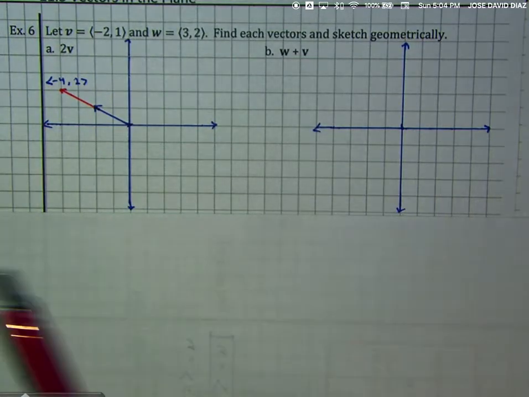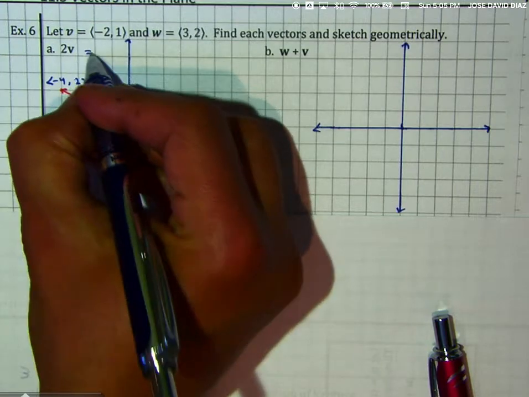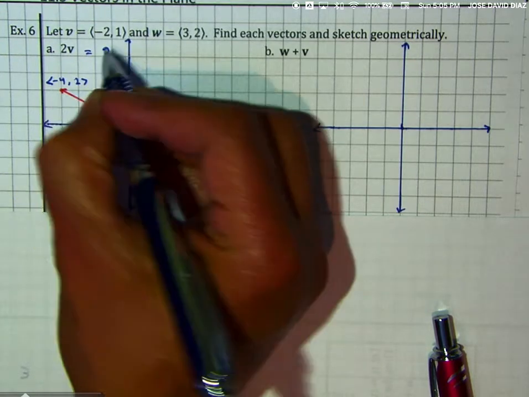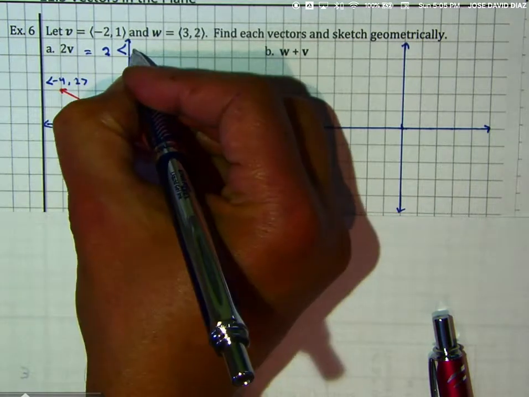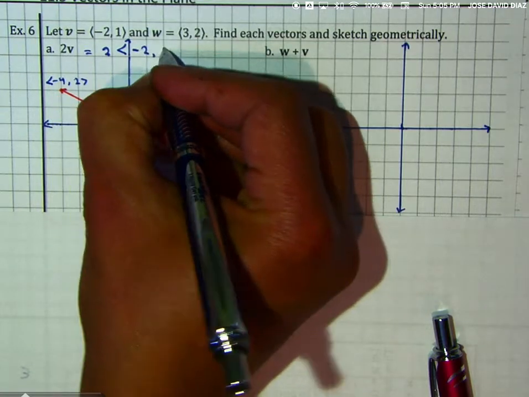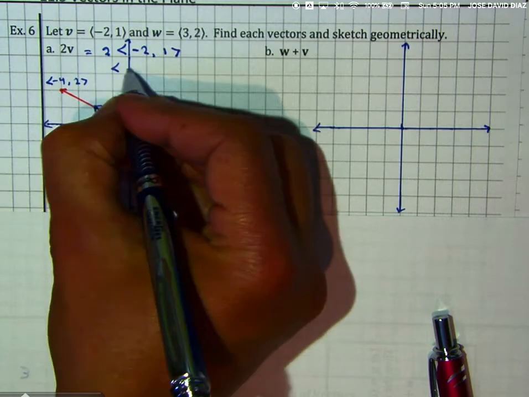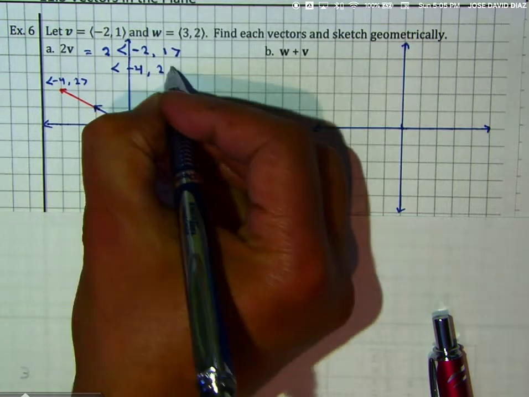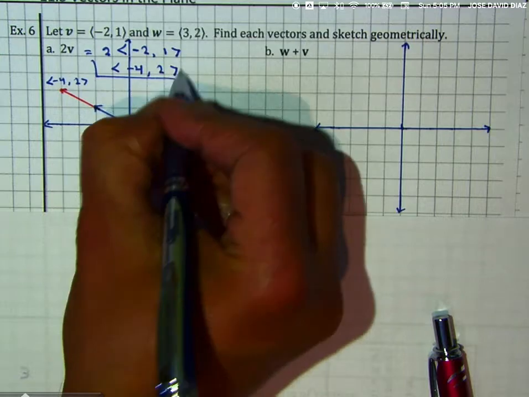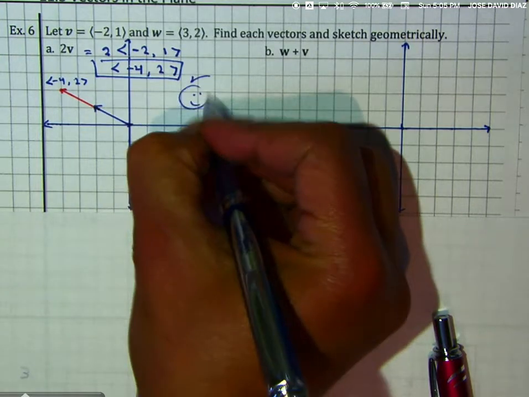That is geometric. Algebraic, we're going to take 2 times your vector negative 2, 1. We are going to multiply each of the components, so it gives you negative 4 and 2. And our vector matches. Easy as that.